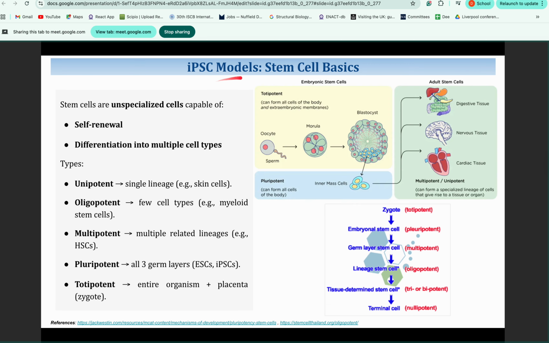Now comes iPSC models, and we'll look into the stem cell basics first. Stem cells are unspecialized cells which are capable of self-renewal and differentiation into multiple cell types. These are the embryonic stem cells, which are totipotent. Totipotent means they can form all the cells of the body and extra-embryonic membranes.